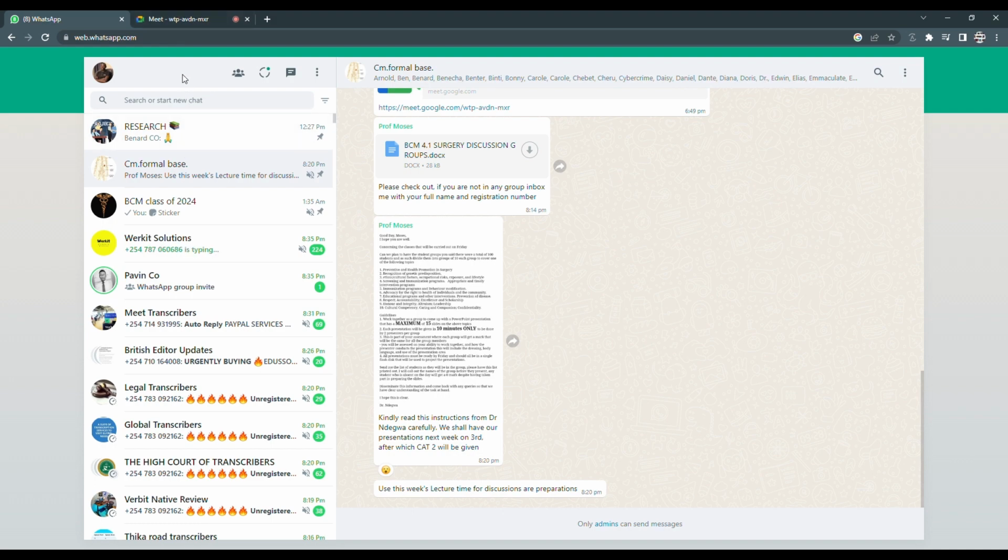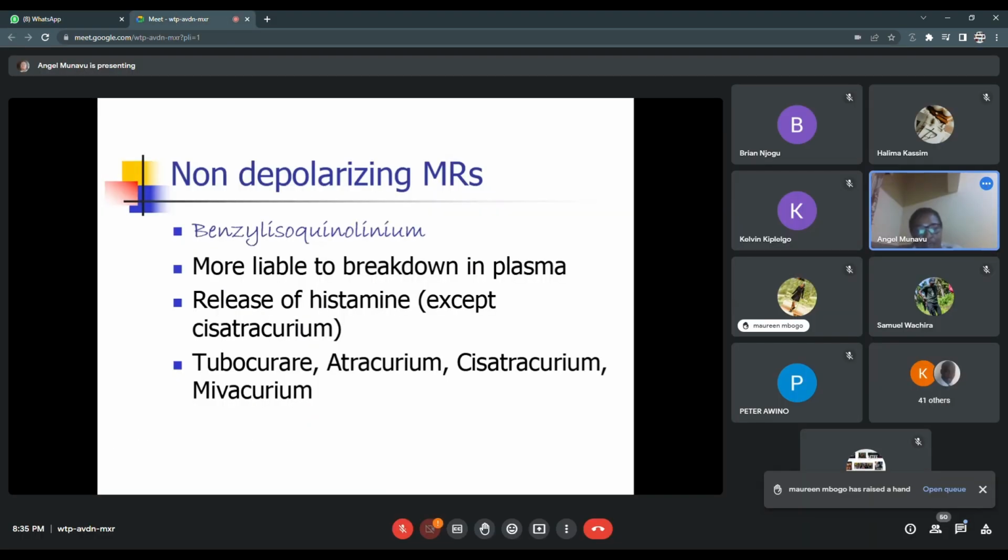So what are examples of benzylisoquinolinium? One of them is tubocurarine, and this is a drug which has been phased out. We don't use it anymore because it had a lot of side effects, especially in the kidneys. So what we are using mostly now is atracurium. Actually, atracurium, we use most of the time as a long acting, or as a non-depolarizing muscle relaxant.